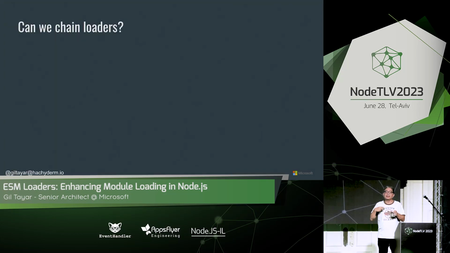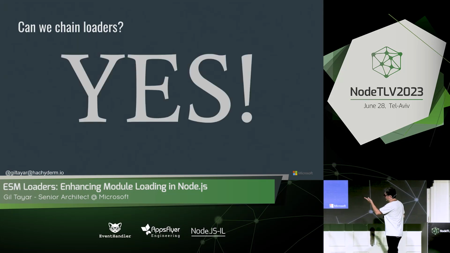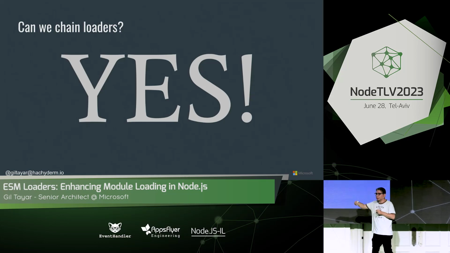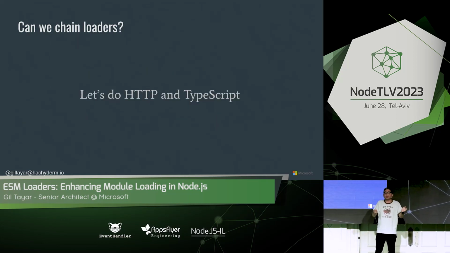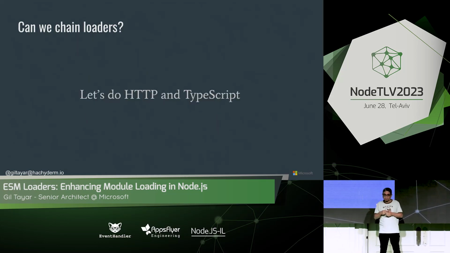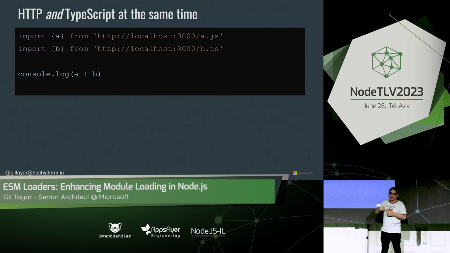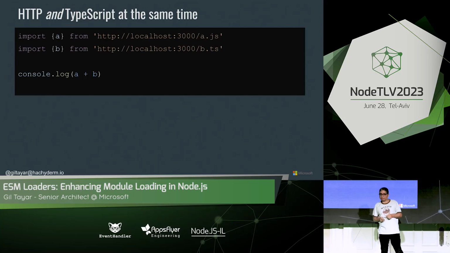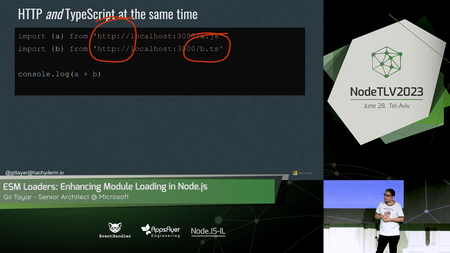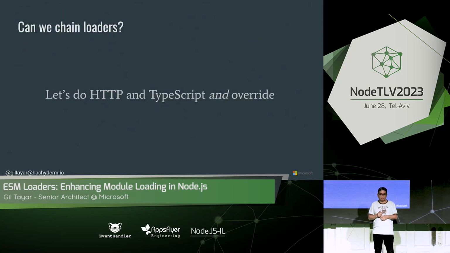There was a time when Node didn't support loader chaining for ESM, but I think from version 16 or 18, it now supports chaining loaders together. So let's do HTTP and TypeScript, which makes sense. Let's take this file. I'm importing a JavaScript file from HTTP, and I'm importing from a TypeScript file. Perfect. I run it. Can we do it? Yes, we can. It'll work.